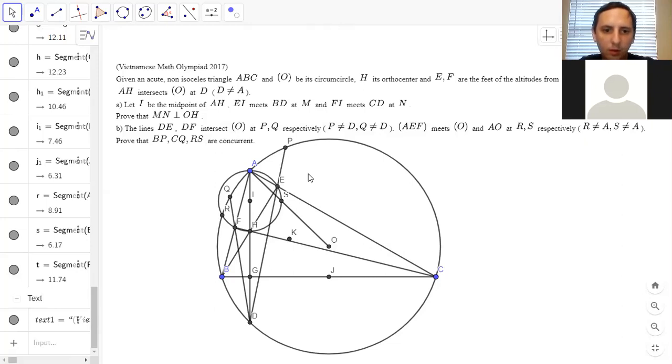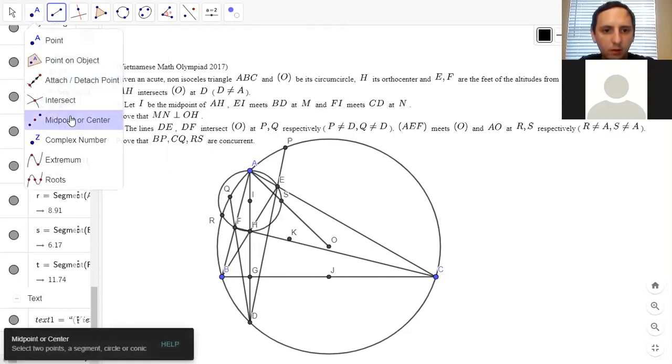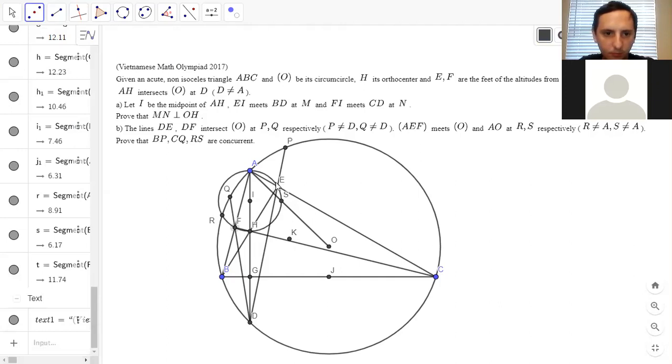It's a well-known problem that CQ and BP intersect on the midpoint of EF. Oh, really? Is that by Pascal? It's probably by Pascal, right? Pascal implies that it's on EF, and from projective we can prove that it's the midpoint.